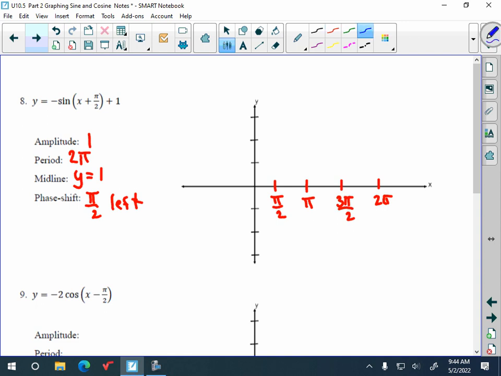All right, we have a midline at y equals positive 1. So from there, our amplitude is 1 unit. So we're going to go up 1 unit, which puts us at positive 2. And down 1 unit, that puts us at 0, right on the x-axis. All right, we're going to go to the left pi over 2 units. And so we can see that pi over 2 has a value of 1 tick mark. Okay, that means we're going to shift it to the left 1 tick mark, which puts us at negative pi over 2 to start.